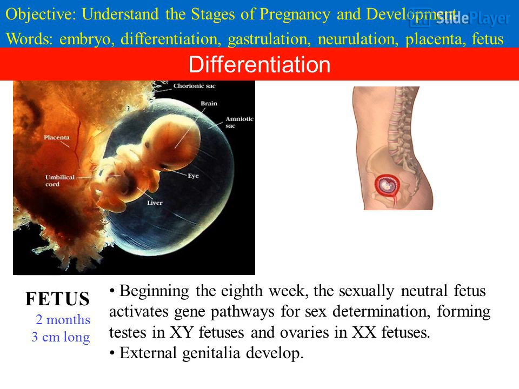Differentiation. Beginning the 8th week, the sexually neutral fetus activates gene pathways for sex determination, forming testes in male fetuses and ovaries in female fetuses. External genitalia develop. Fetus. 2 months. 3 centimeters long.